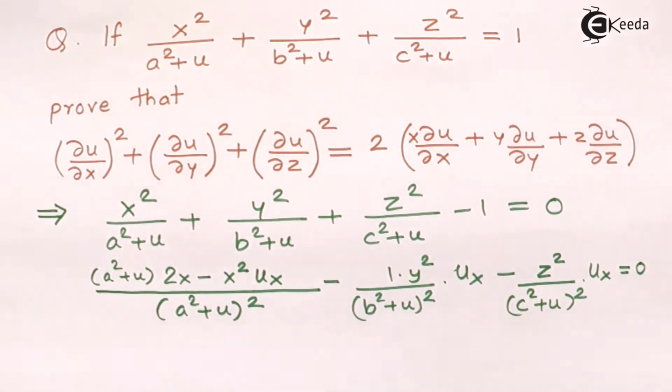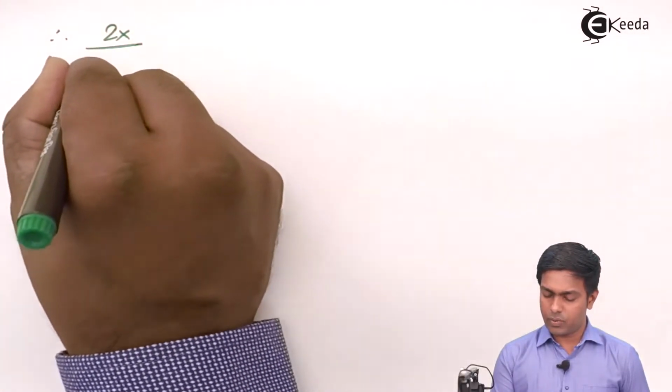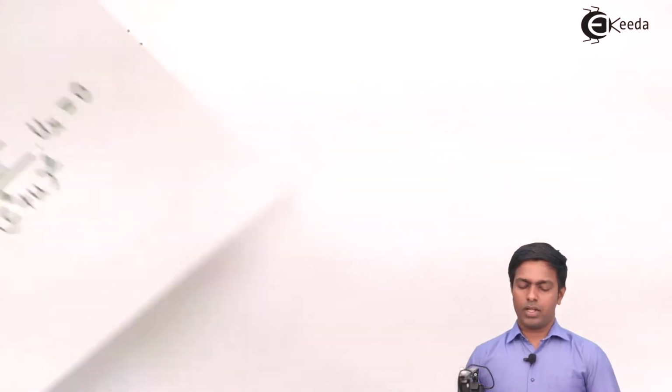Now guys, what we'll do is we will take all ux terms together and non-ux terms together. So here I'll divide these 2 terms by a square plus u the whole square. So if I divide this first term, then a square plus u and a square plus u, 1 a square plus u will be cancelled. Here we'll get 2x and here we'll get a square plus u. So here I'll write, therefore 2x upon a square plus u.